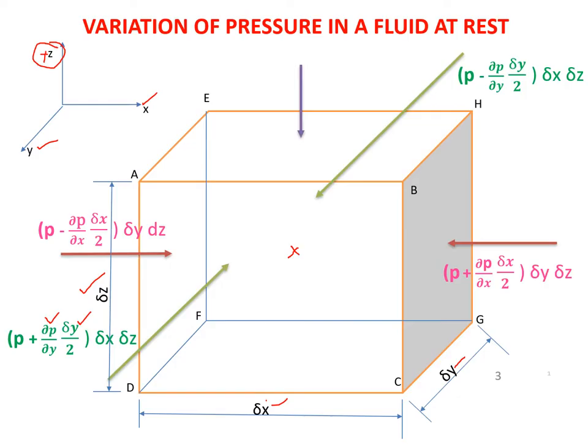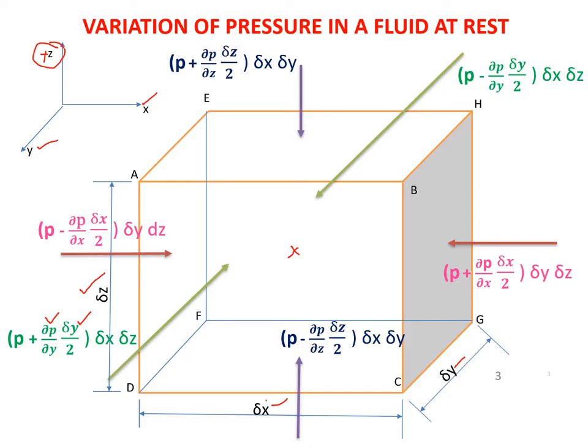So it is P plus ∂P/∂Z times ΔZ by 2, because the distance between the top plane and the bottom plane is ΔZ, so half the distance is taken. The area is ΔX and ΔY, so that gives the pressure force. Similarly, on the negative plane the pressure is P minus ∂P/∂Z times ΔZ by 2, into the area ΔX ΔY. So now we have marked all the pressure forces acting on each of the faces.